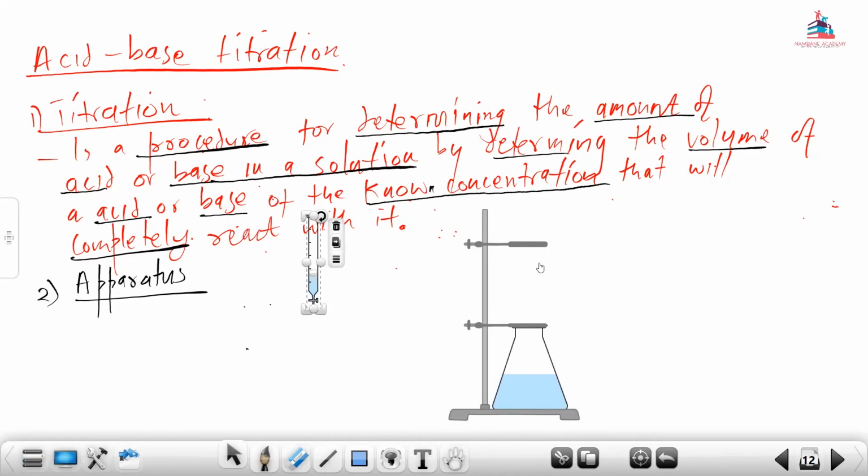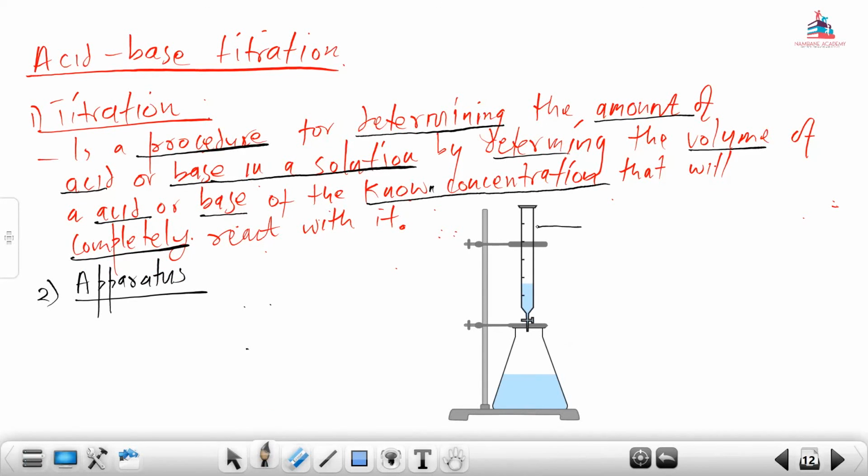Take this one, increase the size and lock it. Okay, this one is fine even if we don't lock. So these are the apparatus that we need. So I'm going to try and label each one of them.